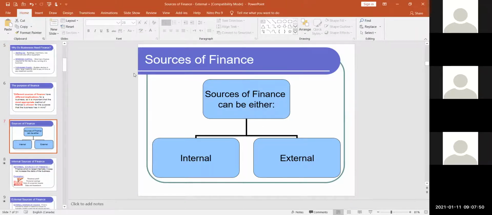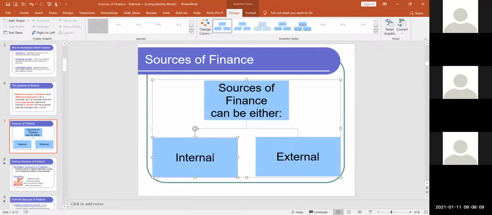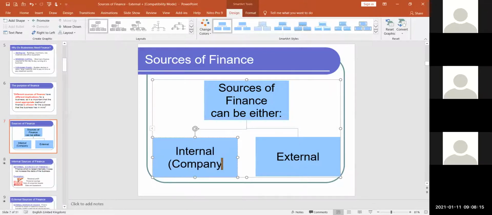All right, so in this chapter, we're going to talk about different types of sources of finance. It can be either internal, we are using our own money, like when we talked about the retained profit.